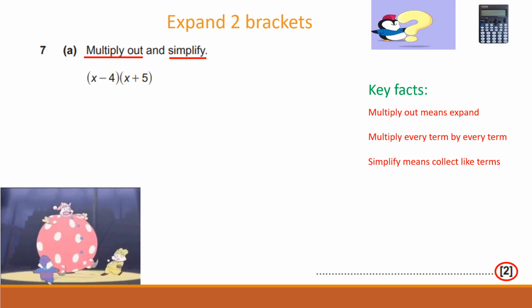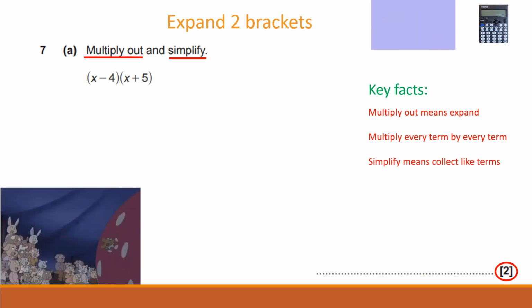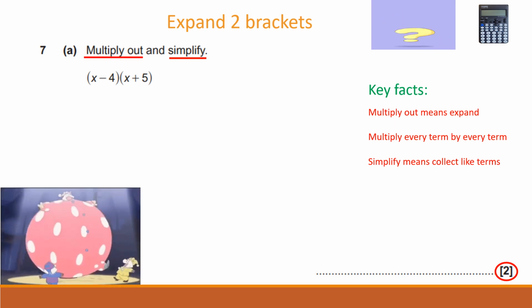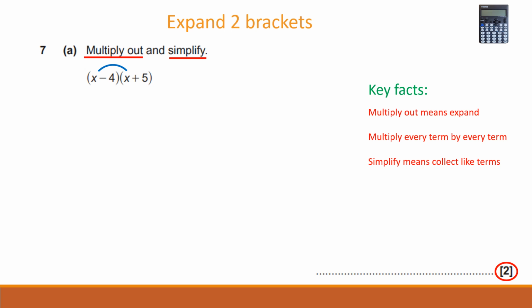Well done, guys. So hopefully you've had a really good go at expanding. So we're going to first of all multiply my 2 x terms together. So x times x gives me x squared. Then I've got x times 5 is 5x. Negative 4 times x is negative 4x. For getting 3 terms correct, you will get 1 method mark. And then negative 4 times 5 is negative 20. Remember to multiply these last 2 terms together, don't add them.